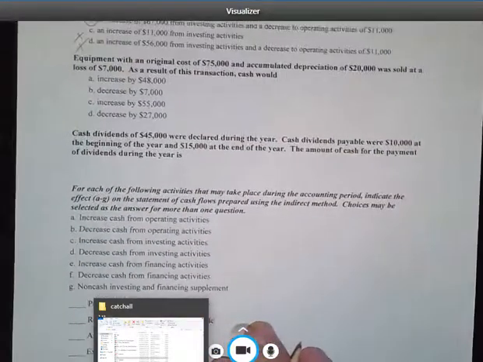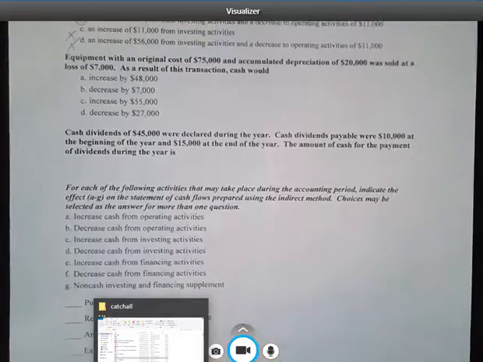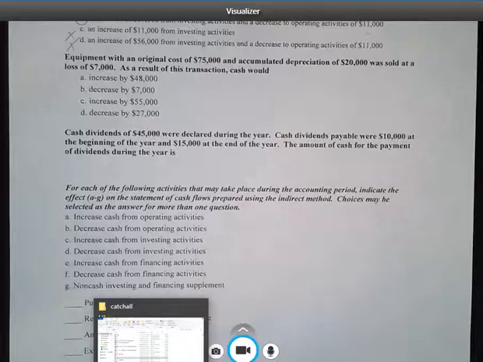Let's look at this second question here. It says equipment with an original cost of $75,000 and accumulated depreciation of $20,000 was sold at a loss of $7,000. As a result of this transaction, cash would, okay, let me read this again. Originally we paid $75,000, accumulated depreciation is $20,000. And it was sold at a loss for $7,000.